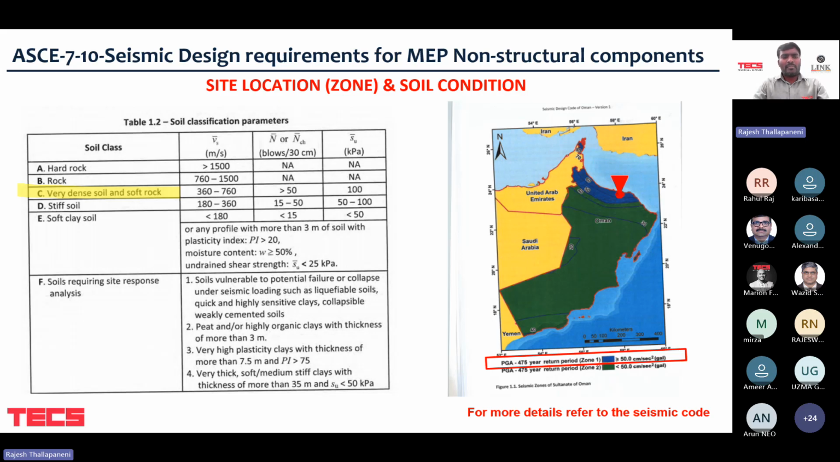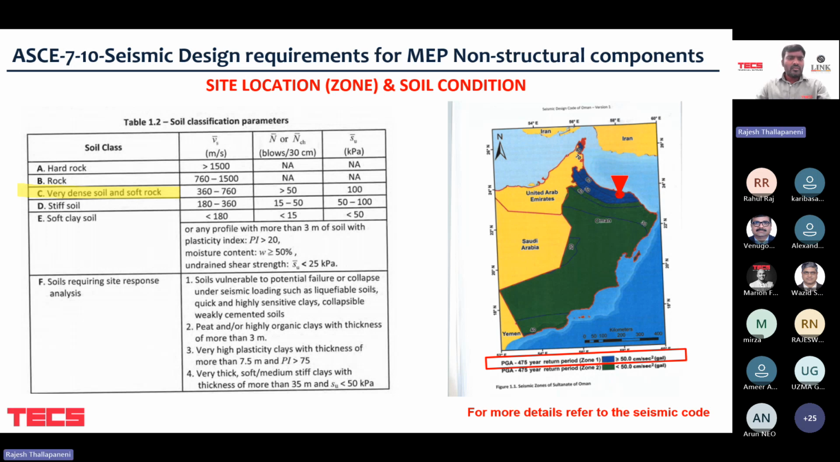So for this particular case study, I'm assuming it falls under class C, very dense soil and soft rock. This is derived site to site. A lot of geotechnical surveys are done, taking soil samples, and then we arrive at the class of soil located at a particular site. It varies from project to project, location to location, or country to country. So valid testing is very important to define the soil class. Yeah, so now we got two inputs: the site location, I mean the geo, and the soil condition.